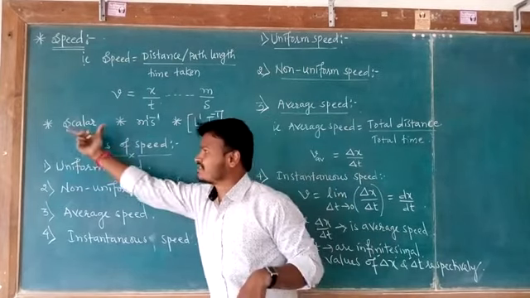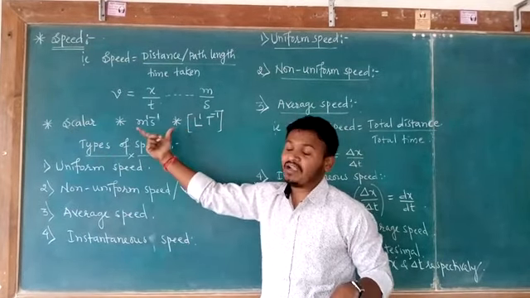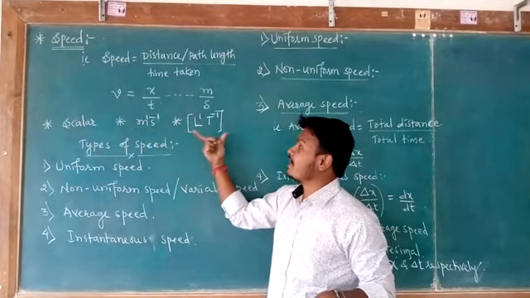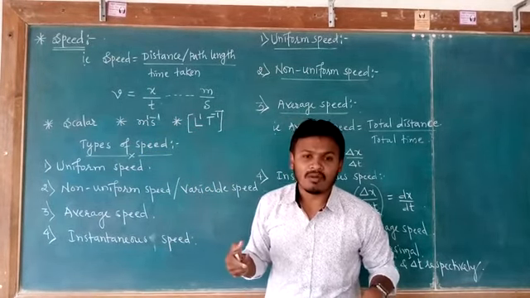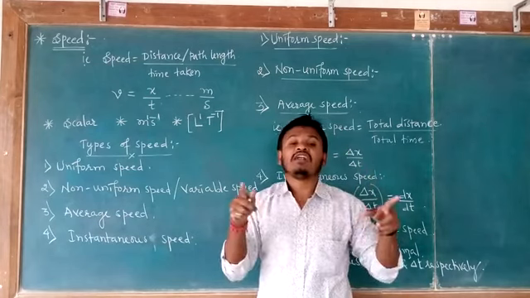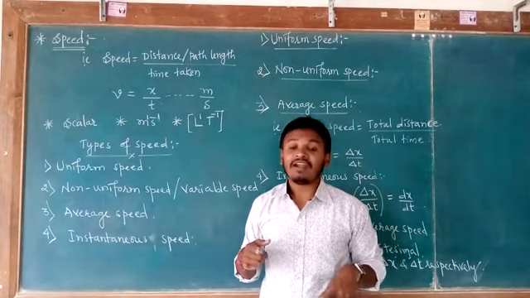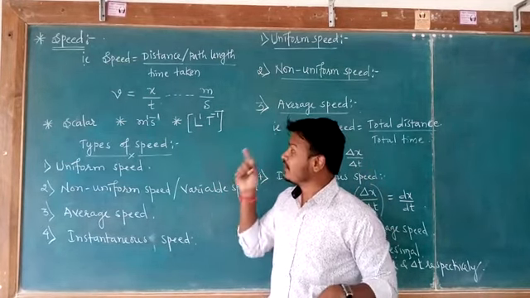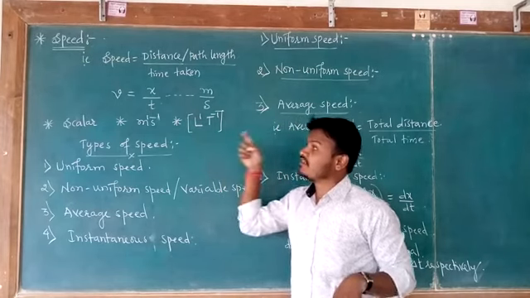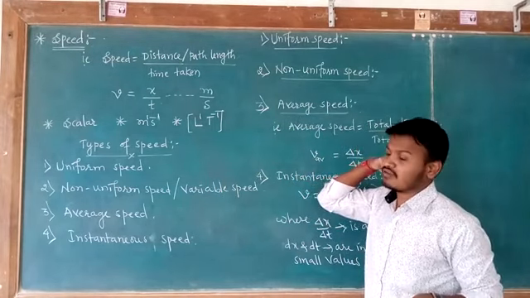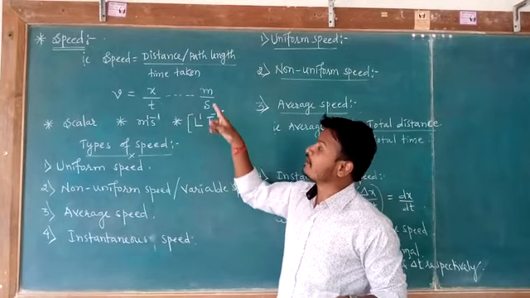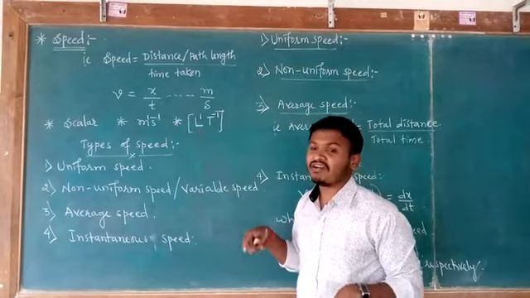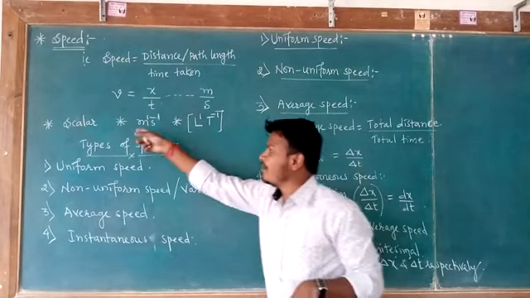Therefore, speed is a scalar quantity and its SI unit is meter per second, and its dimensional formula is LT to the power of -1. Dimensional formula means what? The physical quantity to be described in terms of the fundamental physical quantities. Simply, that formula is the dimensional formula. Dimensional formula is the formula which expresses the particular physical quantity in terms of the fundamental physical quantities.